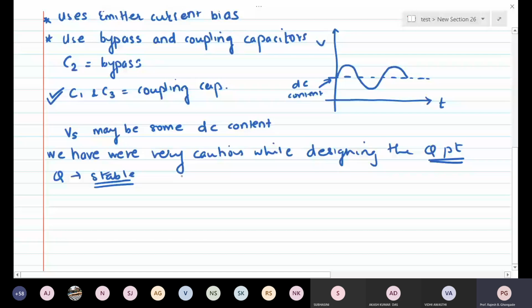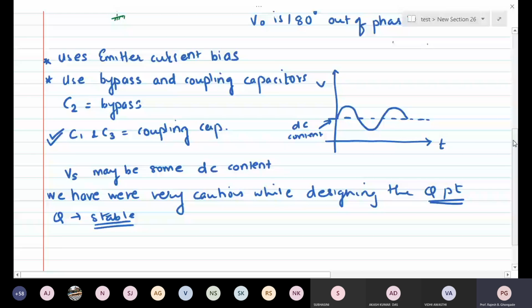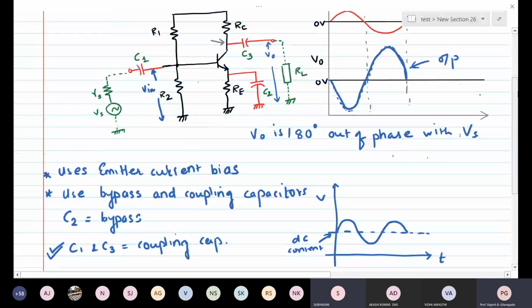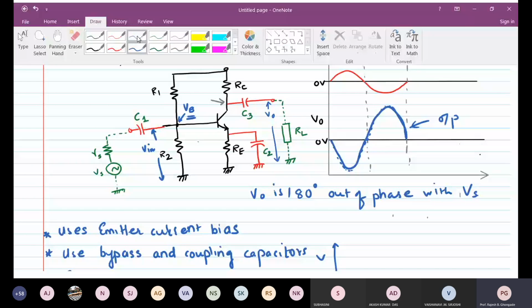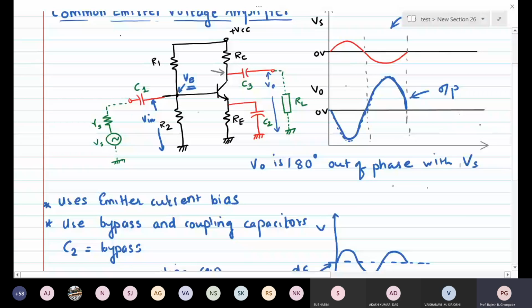But who is setting that Q point? In this particular case of emitter current bias or voltage divider bias, this voltage VB is responsible for setting the Q point. We have already seen the design. All of you agree with this? Yes, sir.